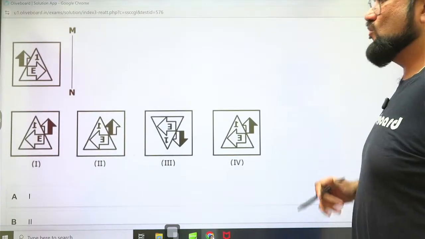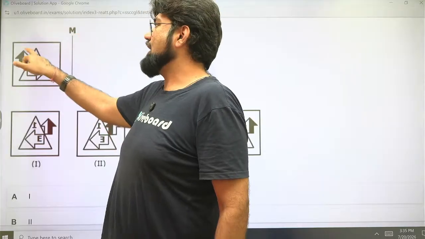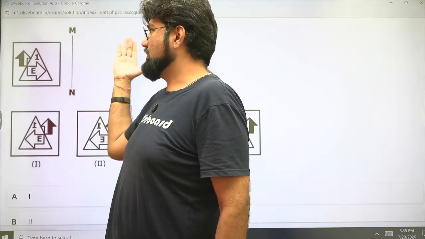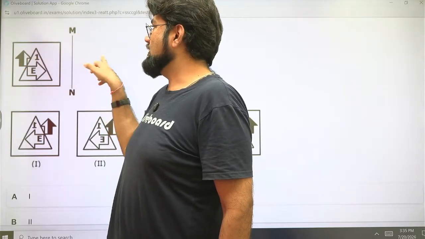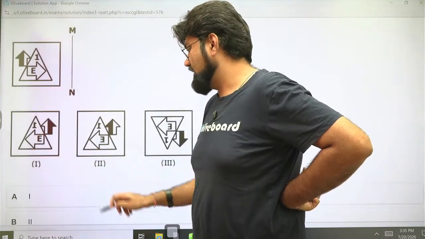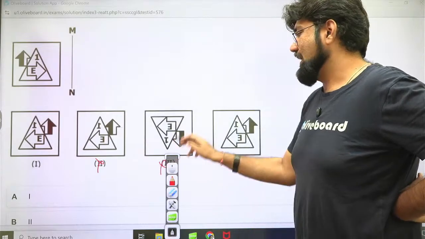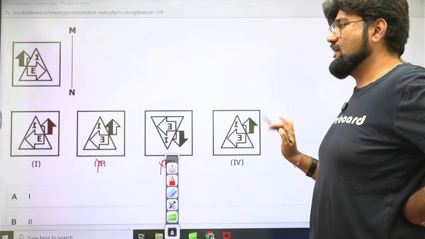Mirror image. Now, first look at the basic mirror image. When you flip this whole thing here, this shaded arrow will also be flipped here. But the left side will be white. The right side will be black. Left is white. Right is black. Left is white, so option 2 is gone. Left is right, this is also gone because the arrow is pointing downwards. Left is white, right is black.